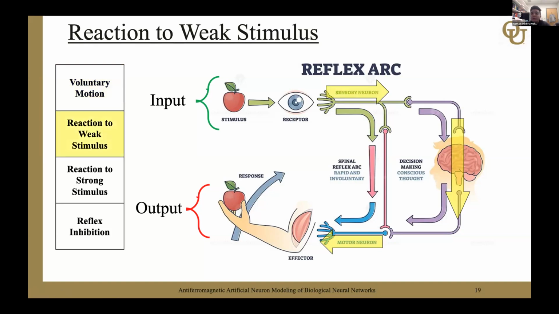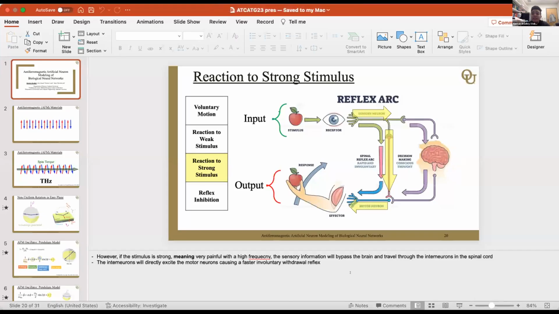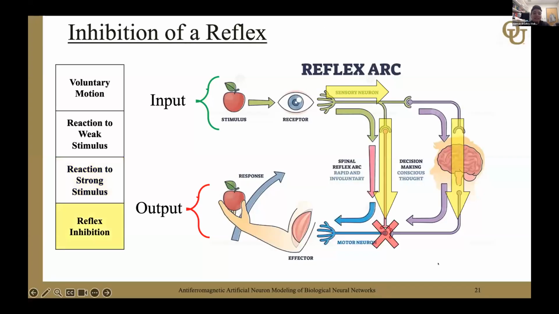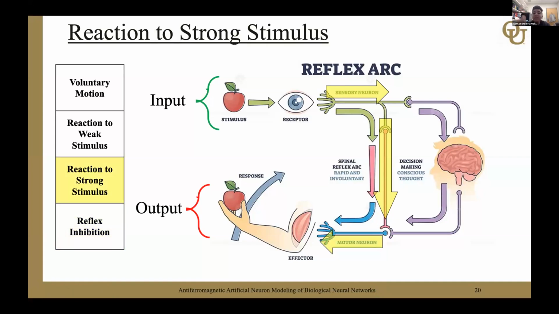Next is the reaction to a weak stimulus. The strength of the stimulus is encoded in the frequency of the sensory signal, similar to biological neurons. With a weak stimulus, meaning something not very painful, the signal will travel through the brain to the motor neuron. However, if the stimulus is strong, the information will travel through the interneurons to the motor neuron.